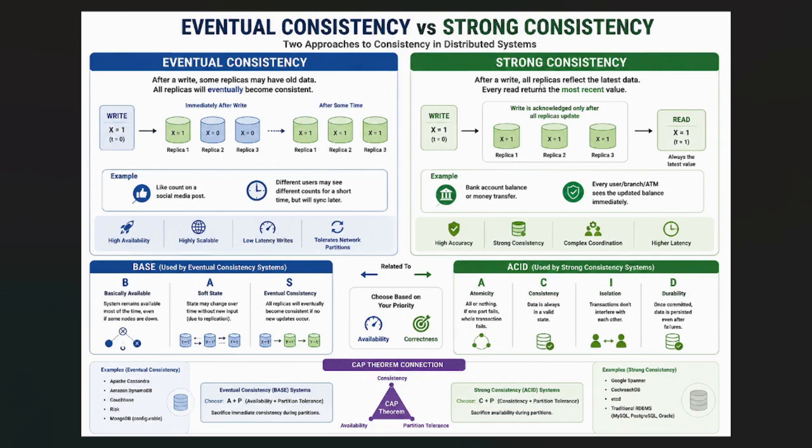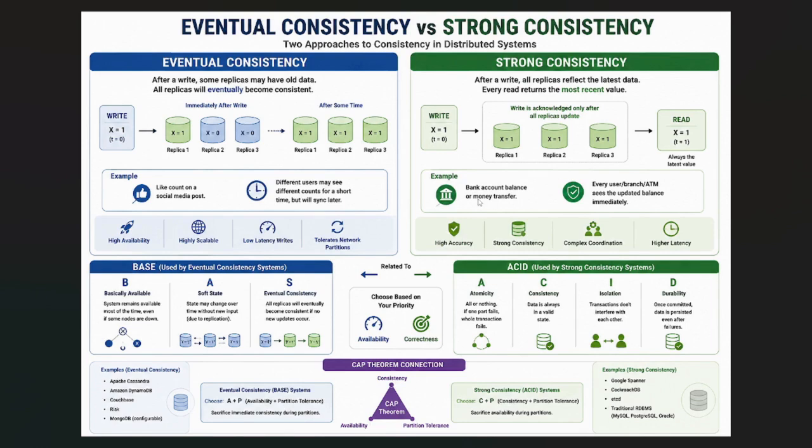Now, when we say strong consistency, it means if I read from any of the replicas or nodes, it should return the same data. That's the strong consistency. Each and every node has the same data. So here, when I write x equals 1 at time t0, then at time t1, if I read, the data should be x equals 1. So data is the same across all the nodes.